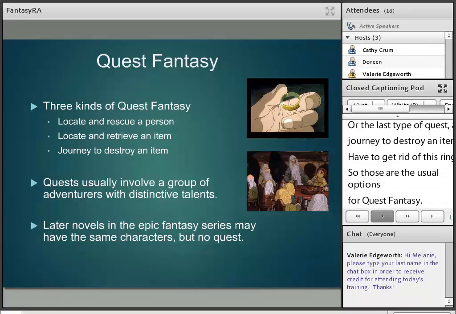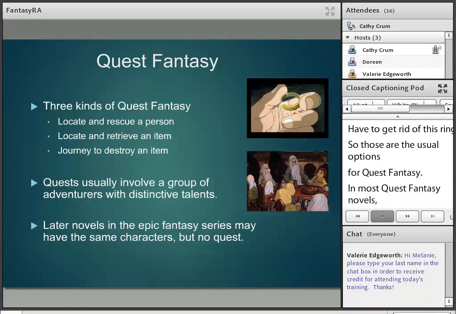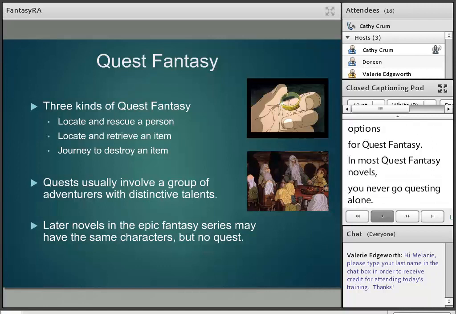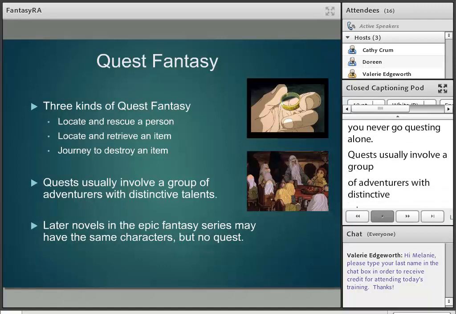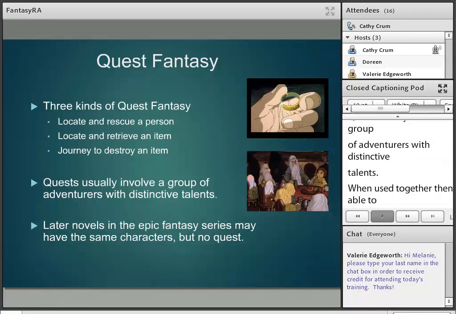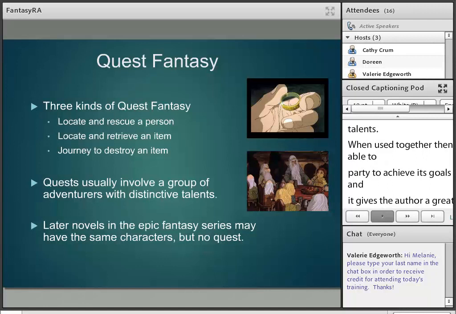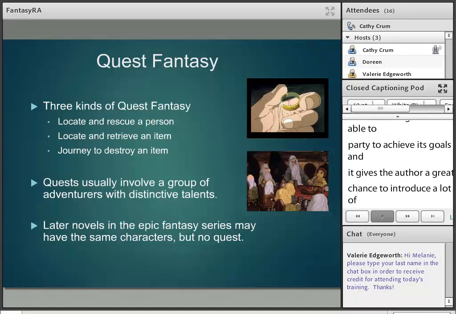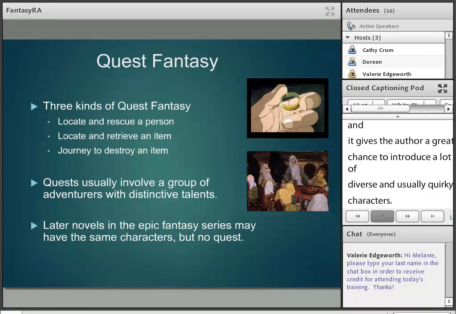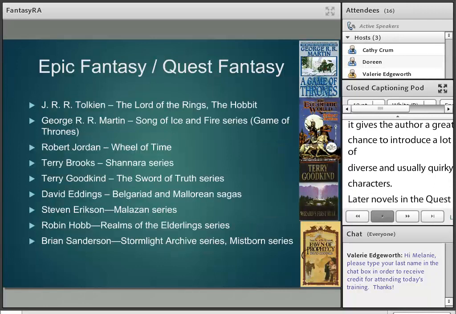In most quest fantasy novels, you never go questing alone. Quests usually involve a group of adventurers with distinctive talents. When used together, these talents enable the party to achieve its goals. And it gives the author a great chance to introduce a lot of diverse and usually quirky characters. Later novels in the quest fantasy series may have the same characters, but no quest.